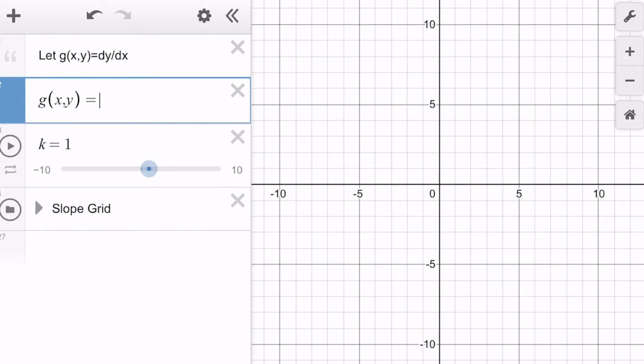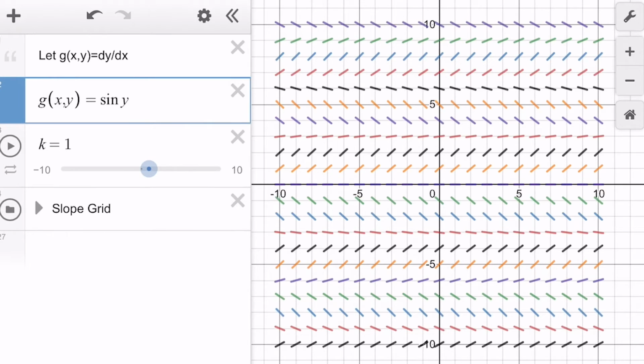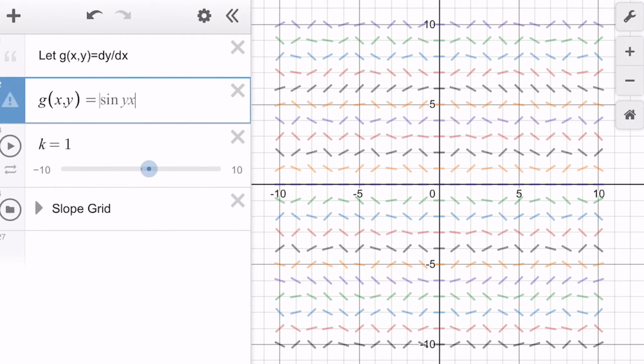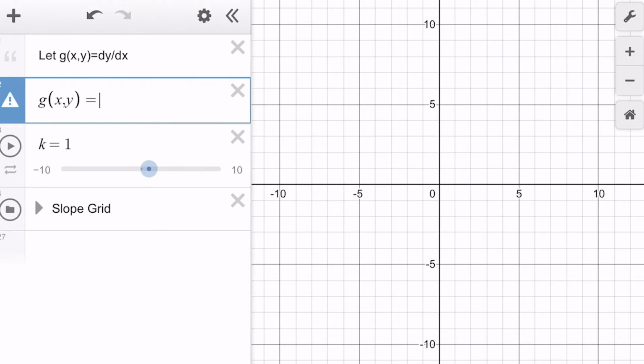Let's look at one we haven't seen yet. How about sine of y? Well, that looks pretty cool. Again, horizontally consistent. But the moment we put another variable in there, like sine of yx, well, now it's just early 1980s wallpaper.